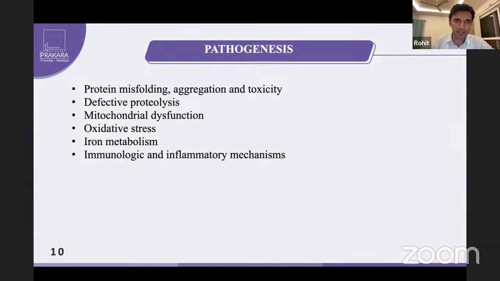So what is the pathogenesis? The main pathogenic mechanisms are protein misfolding, aggregation, and cellular toxicity. This leads to defective proteolysis, mitochondrial dysfunction, and then oxidative stress. And then the iron metabolism also becomes defective. And then later on, the immunological and inflammatory mechanisms are also activated, leading to neuronal cell loss and then ultimately ending up in gliosis.